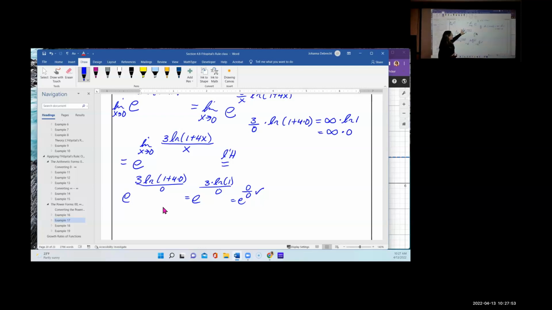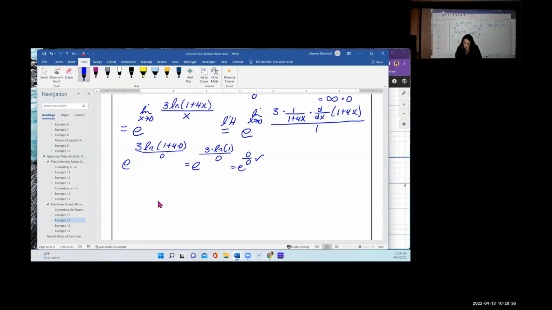The derivative of natural log is 1 over u, so 1 over 1 plus 4x, times the derivative of 1 plus 4x. So this is going to give us base e, limit as x goes to 0, 3 is a coefficient tagging along, times 1 over 1 plus 4x times the derivative of 1 plus 4x, which is 4. And I'm going to write it out in a couple steps just to remind you of the chain rule. All divided by the derivative of x, which is 1. This is L'Hopital's rule.